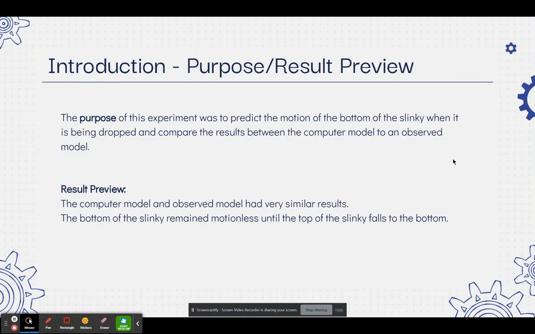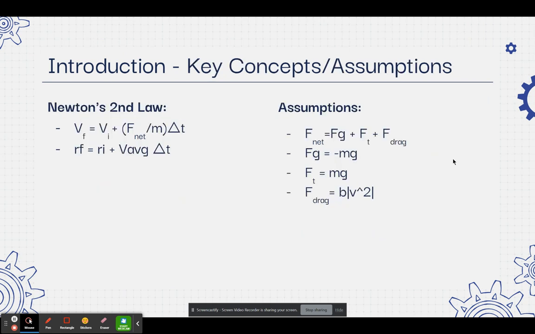The purpose of this experiment was to predict the motion of the bottom of the slinky when it's being dropped and compare those results between the computer model and the observed model. The results of this lab are that the computer model and the observed model had similar results, and the bottom of the slinky remained motionless until the top of the slinky falls to the bottom.